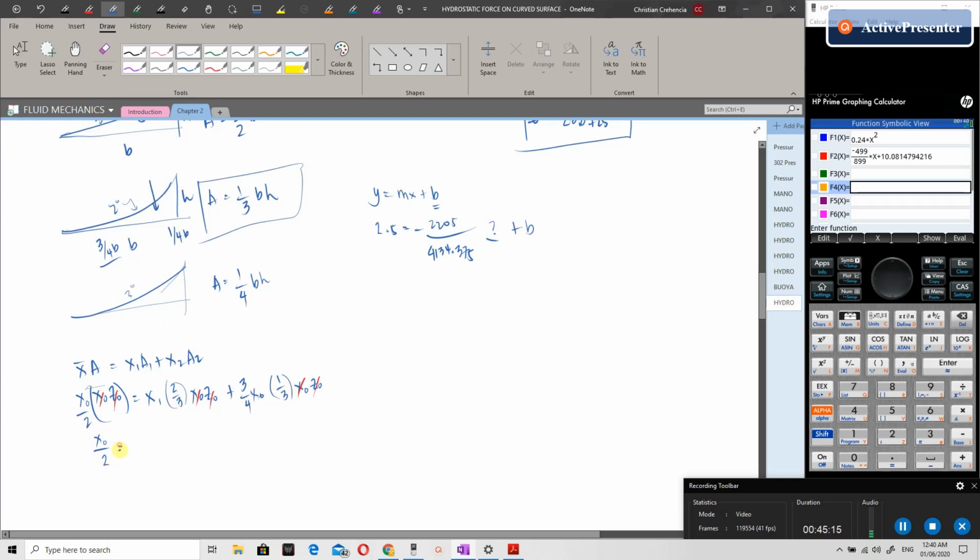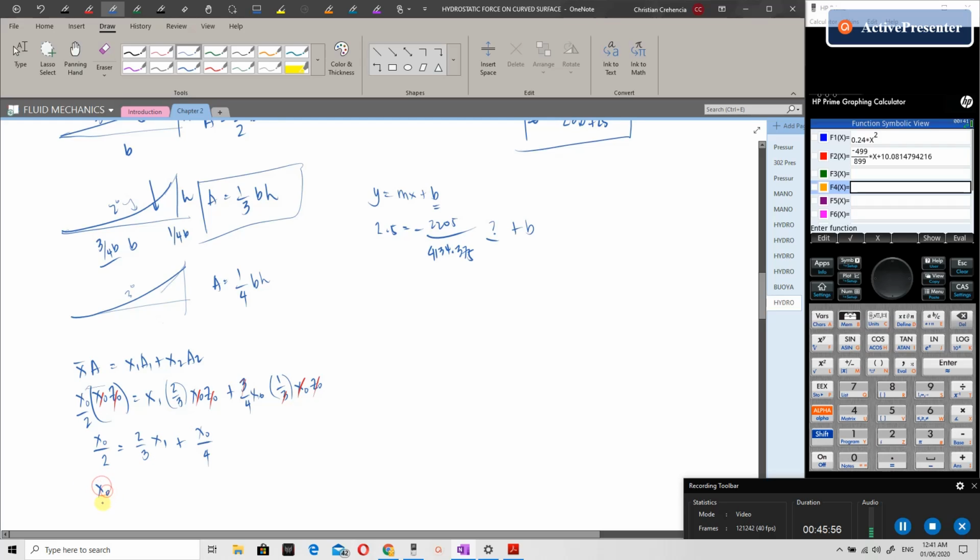XO over 2 is equal to, this is 2/3 x sub 1, yung hinahanap natin, plus, okay, so this is 3/4 ng XO, 3/4 ng XO, plus, times 1/3, so para maka-cancel na tong 3, so plus XO over 4. Okay, so i-regroup lang natin yung mga XO.